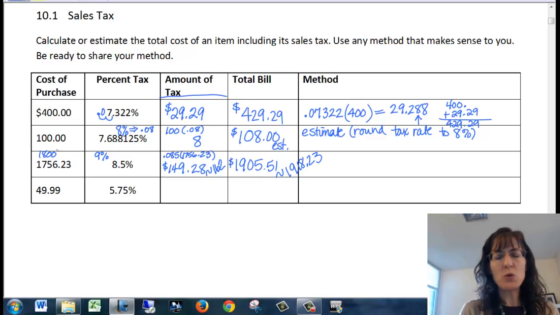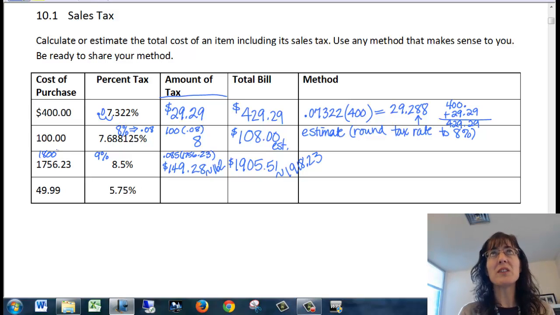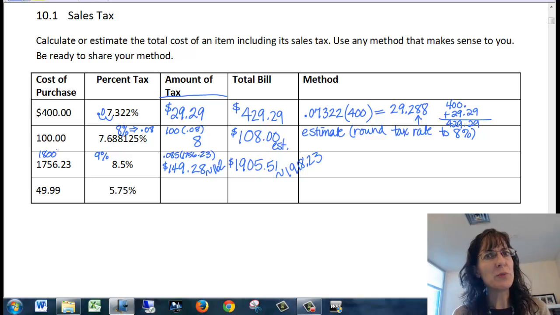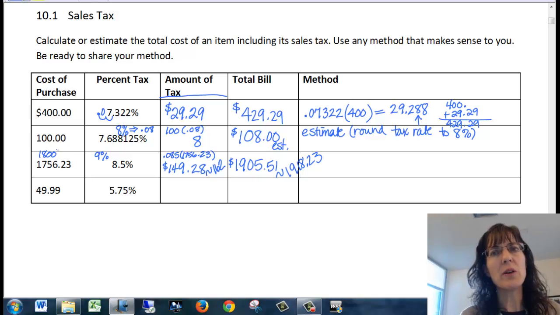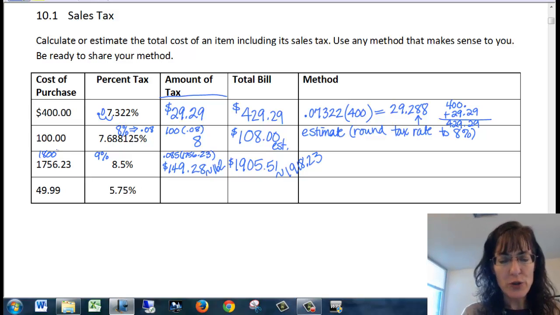And so 90 twice, or even I could do, well, it's a little over half. There's a lot I can do mentally to get a close estimate without having to touch my calculator. So sometimes I might want to do something like that.